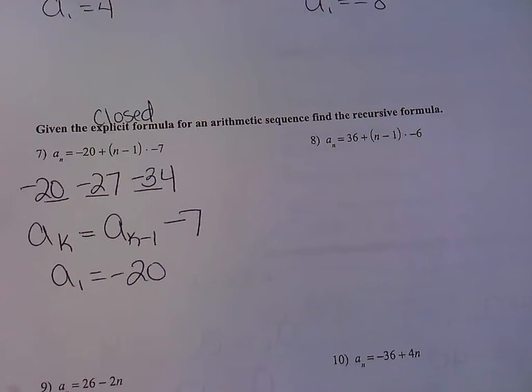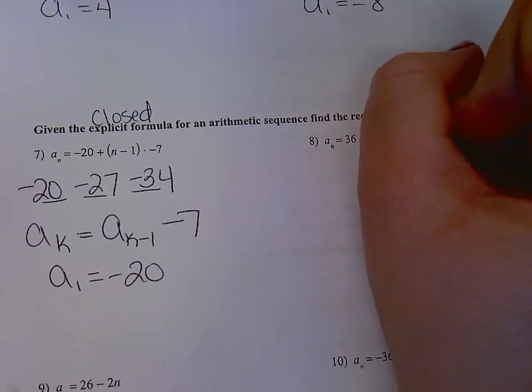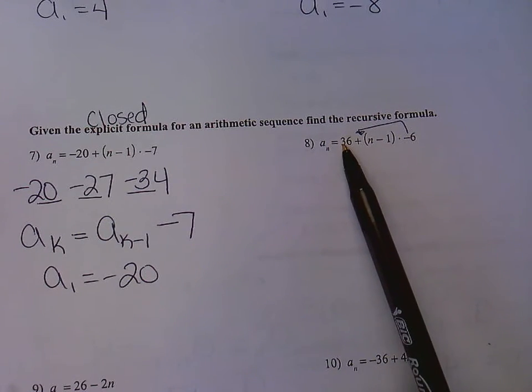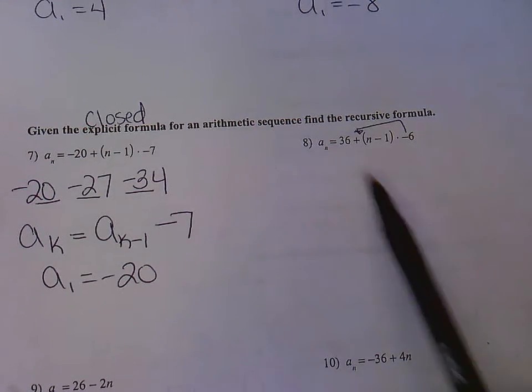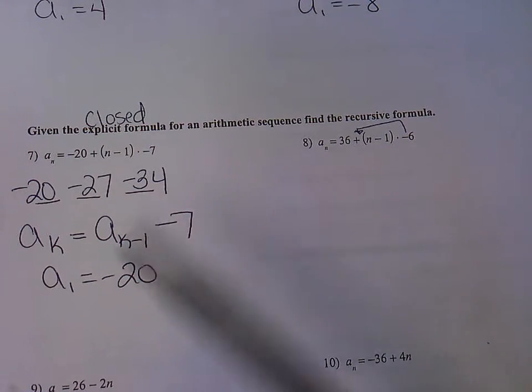So I think you could do number 8 now, because in number 8, this negative 6 really should be structured in front of the n minus 1. So if you know the starting term is 36 and the difference is negative 6, go ahead and write number 8 right now, and then maybe I'll do 9 and you can do 10. So do number 8. I'm going to write the answer up in just a second.